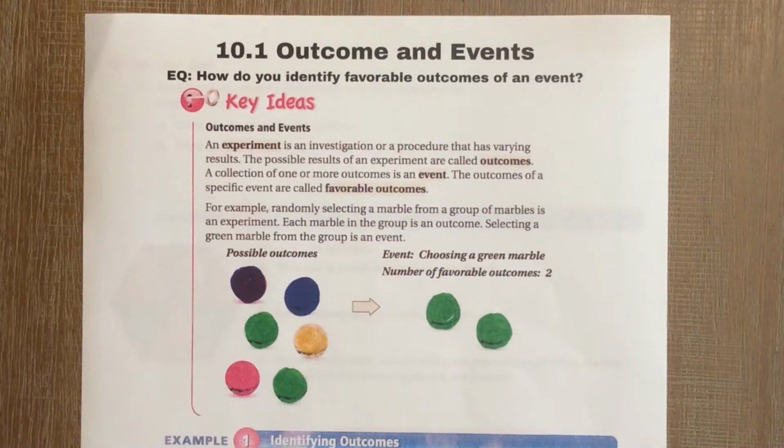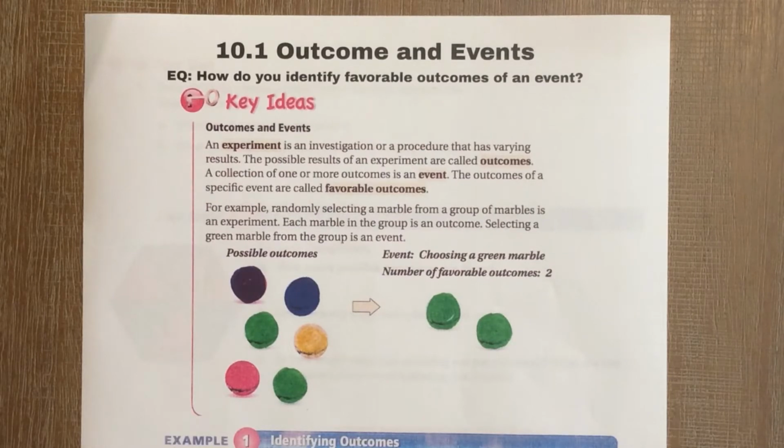Hey everyone, today we're going to really get into our first little bit of probability, and we're going to start talking about outcomes and events. This is super heavy with vocabulary, so make sure that you learn these words and understand them, okay? Essential question: how do you identify favorable outcomes of an event?